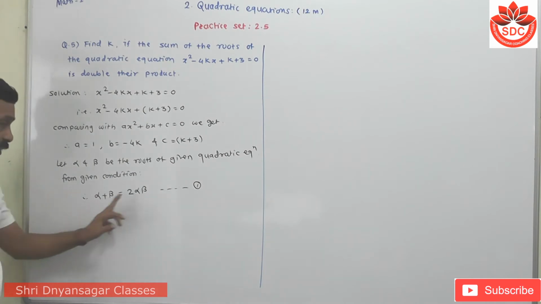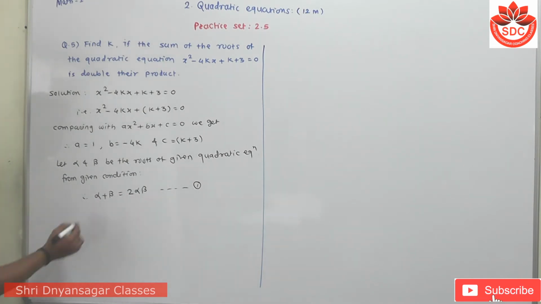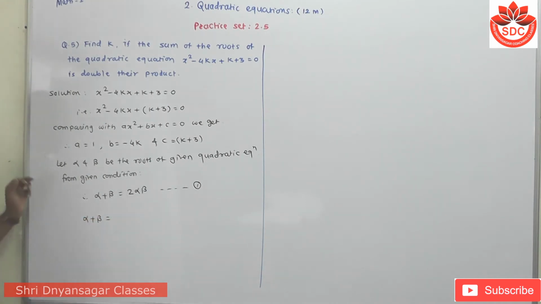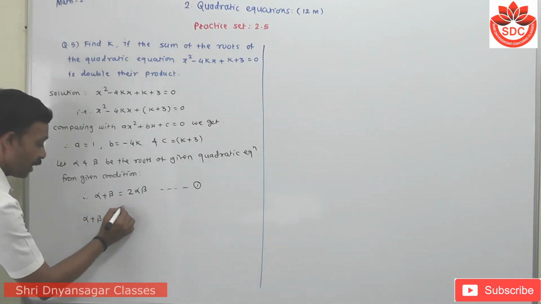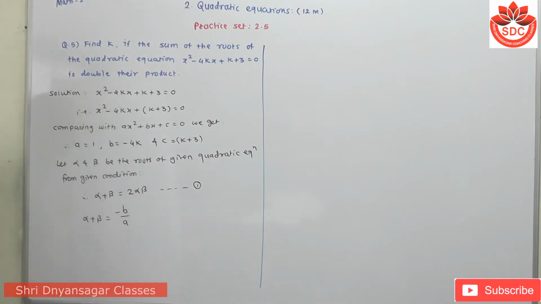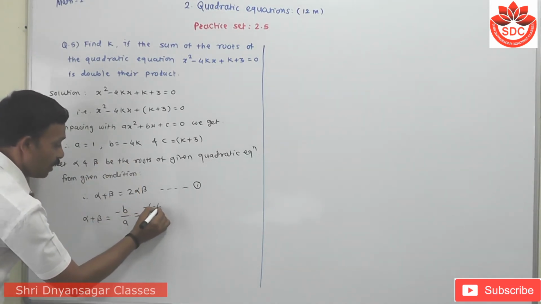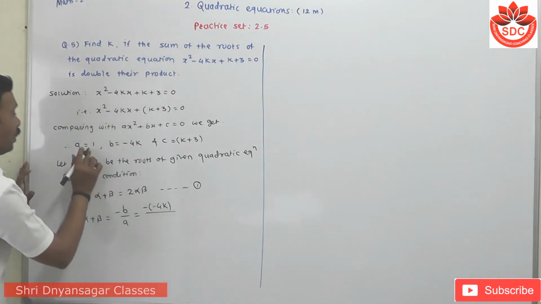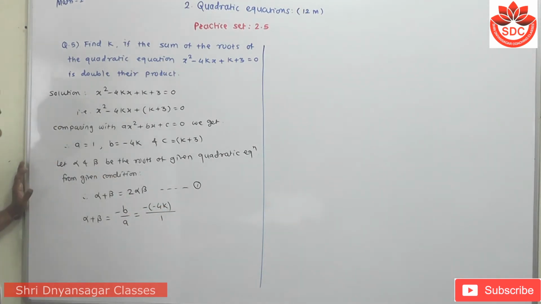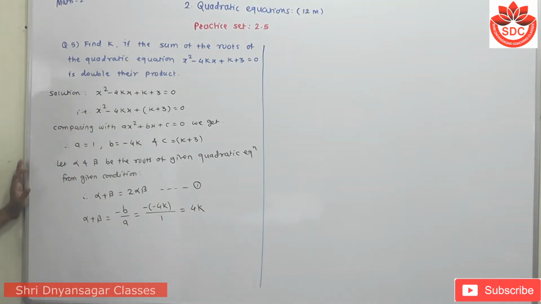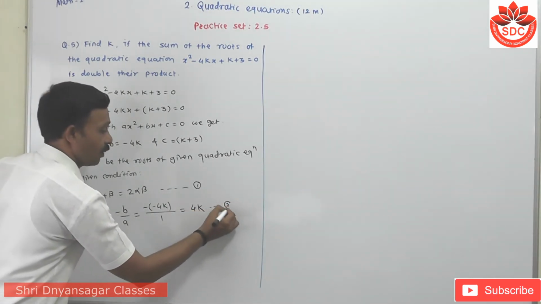Student, for this, first I have to find out the sum of the roots. We know the formula: sum of the roots is equal to minus b upon a. So here b is how much? Minus 4k upon the value of a, which is 1. Minus minus is plus, so plus 4k. Suppose that this is equation number second.